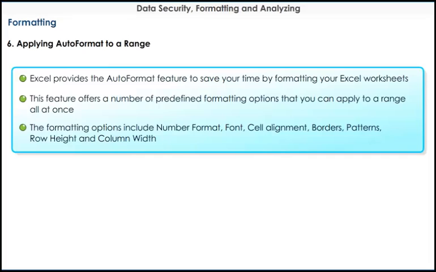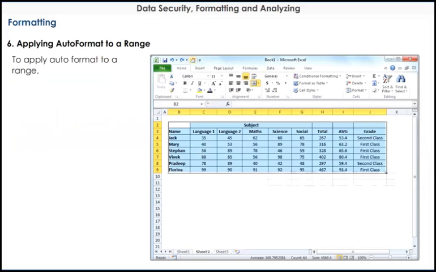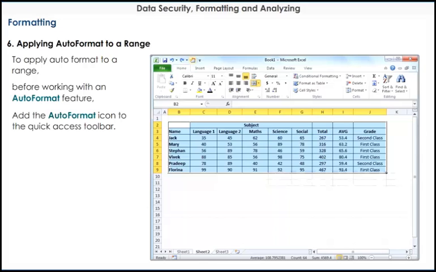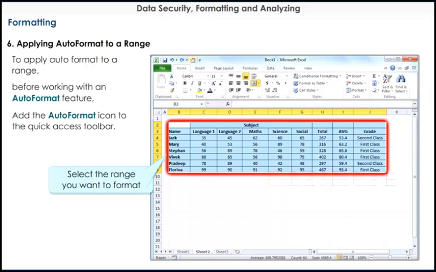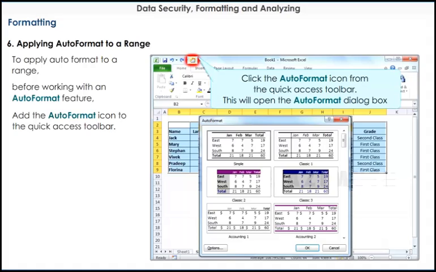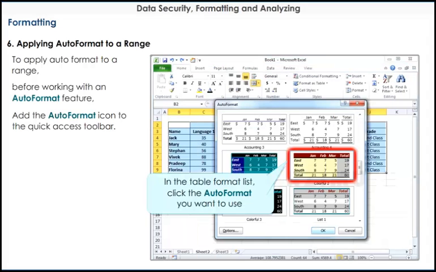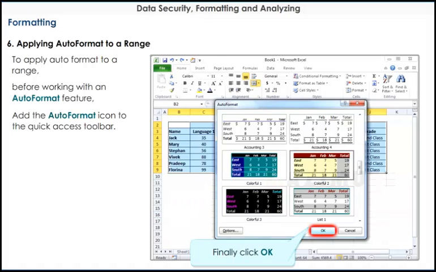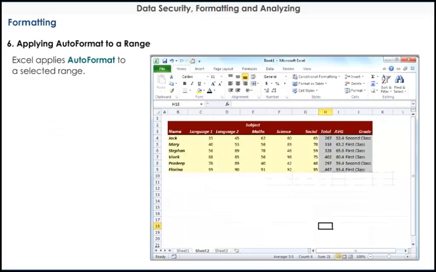To apply Autoformat to arrange, before working with the Autoformat feature, add the Autoformat icon to the Quick Access toolbar. Select the range you want to format. Click the Autoformat icon from the Quick Access toolbar. This will open the Autoformat dialog box. In the Table Format list, click the Autoformat you want to use. Finally, click OK. Excel applies Autoformat to the selected range.